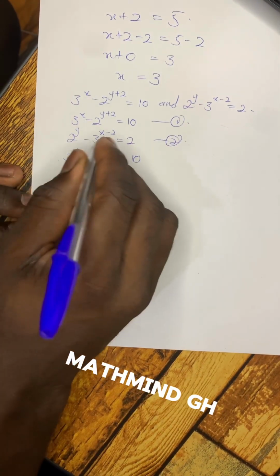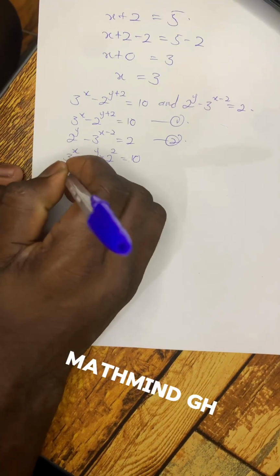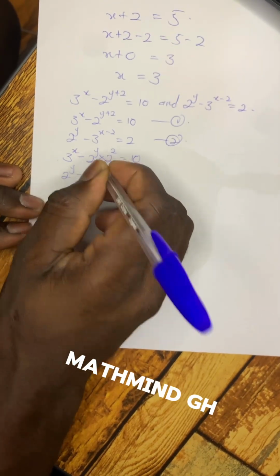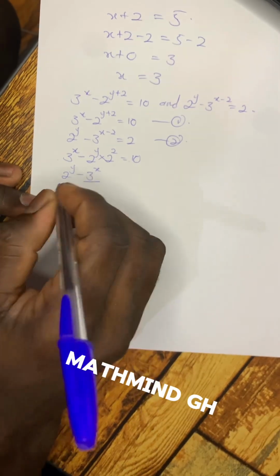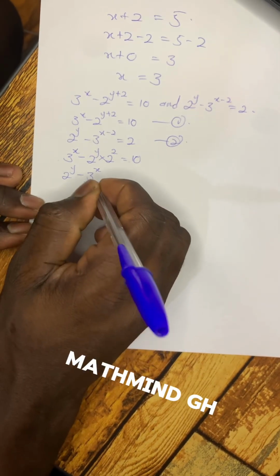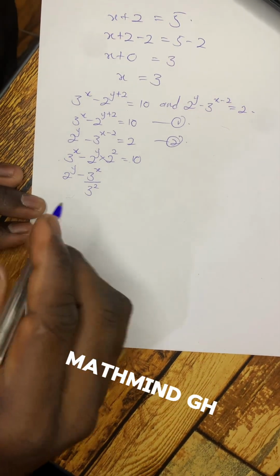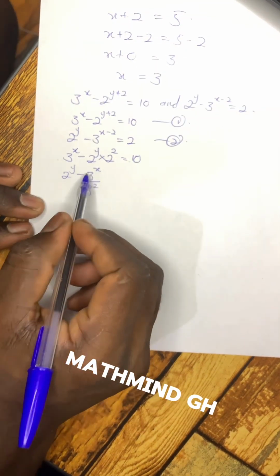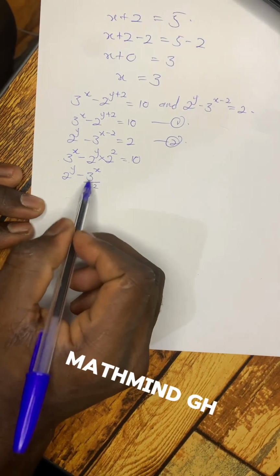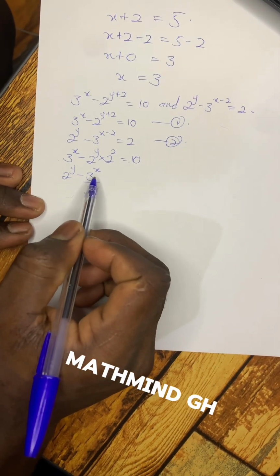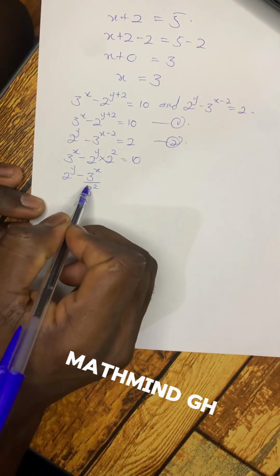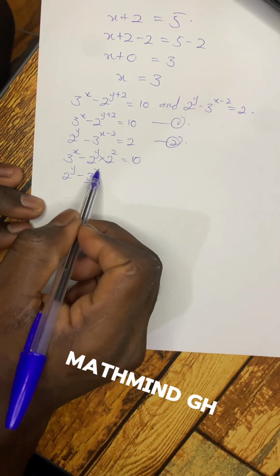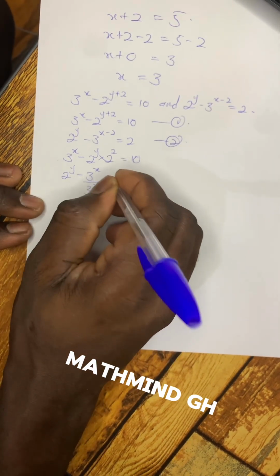Then we will do the same for this one by splitting this. 2 exponent y minus 3 exponent x, this will be over 3 exponent 2. Because the laws of indices say that whenever we are dividing and the bases are equal, we should subtract the exponent. We are subtracting the denominator's exponent from the numerator's exponent.